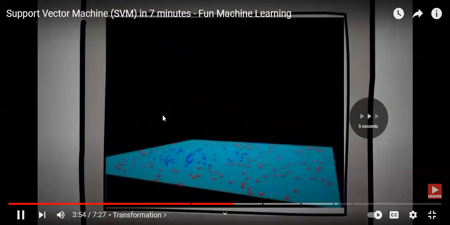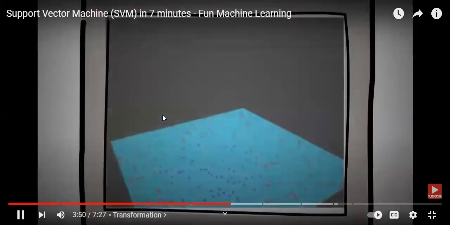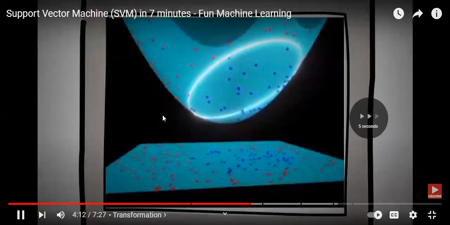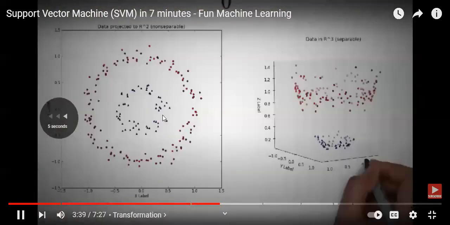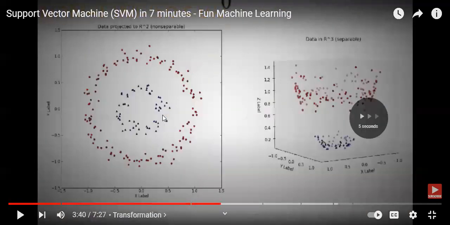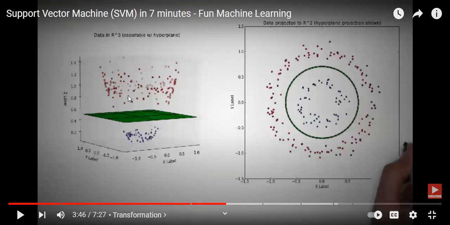Look at the other example. This one is not easy. So to take care of that, what if you just make it three-dimensional? And then simply you can have one plane and just separate those groups.